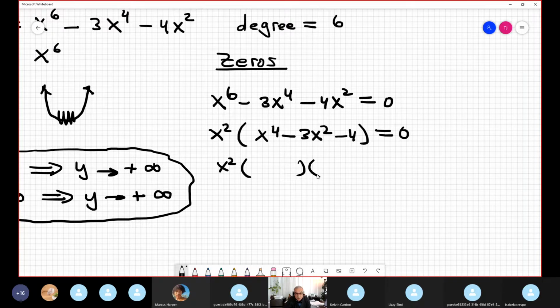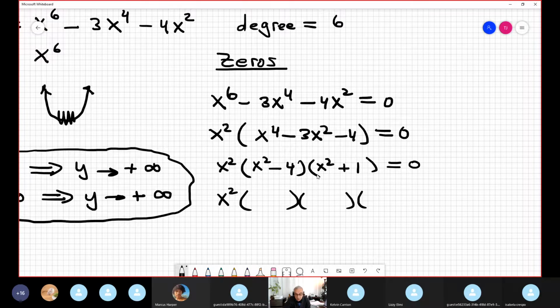Two parentheses: x squared, which is the square root of this guy. And the combination is 4 and 1. 4 times 1 is 4, and somehow 4 minus 1 is 3. And the sign is negative and positive. I think no. Why no? Because you see here another difference of squares. And the factorization, I suppose I break down this in 2. The square root of x to the 4th is x squared, the square root of 4 is 2, plus or minus.